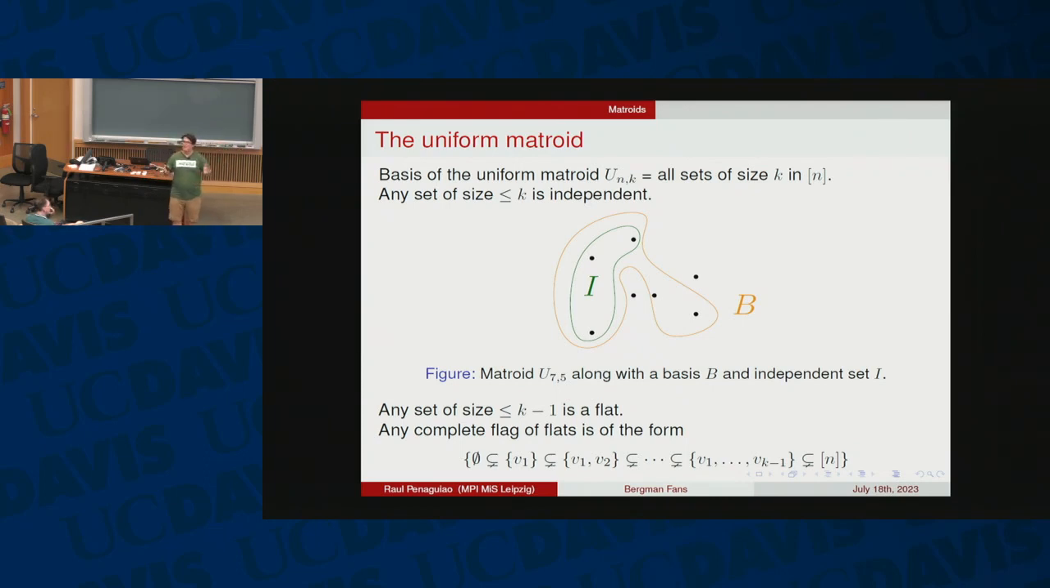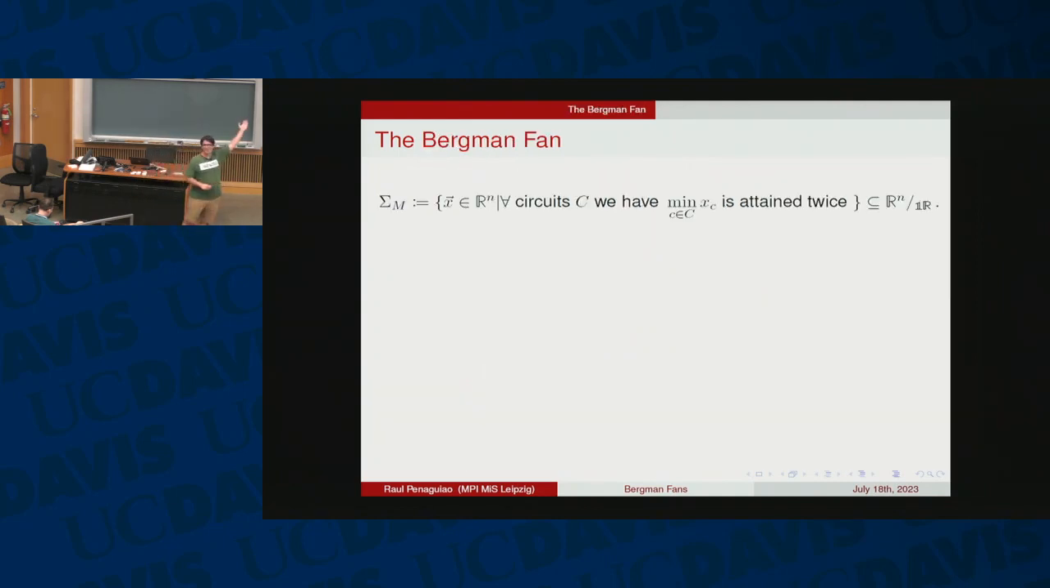Perfect. So at this point, if you understand all the complete flags of flats, you understand everything that I want you to understand in this talk, which is the Bergman fan. There you go. Perfect timing. Bergman fan is a tropical space.